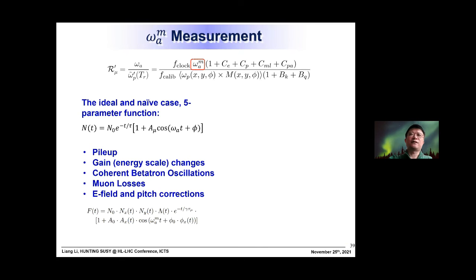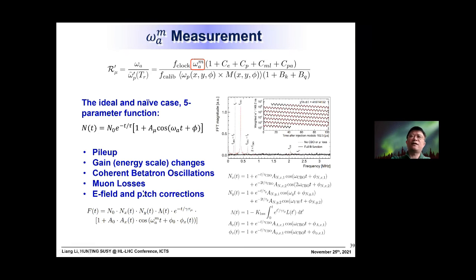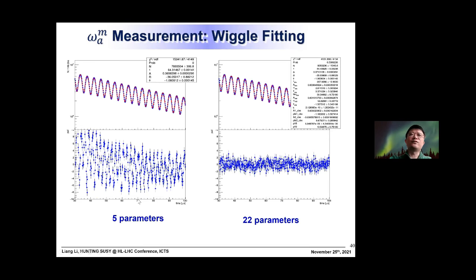So there's pileup, there's gain correction, there's the CPU, and then there's muon loss, and then there's E-field and pitch corrections. And then they are all there. So you can see this formula becomes very complicated there. And then this is how we improve. This is 5 parameters, and then this is 22 parameters.